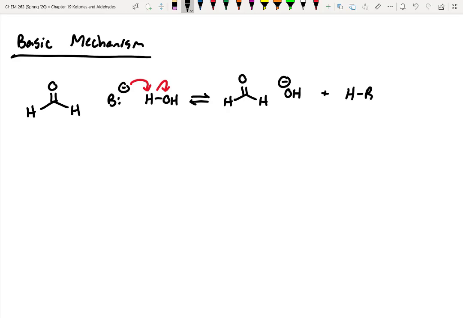And I'll just show my conjugate acid so we don't lose track of things over here. So we've got hydroxide and our conjugate acid. At this point, this hydroxide is a pretty good nucleophile, much more aggressive than water in its neutral state. And it can attack that CO double bond and kick electrons up to the oxygen. All right, so let's take a look at this intermediate that we're going to get.